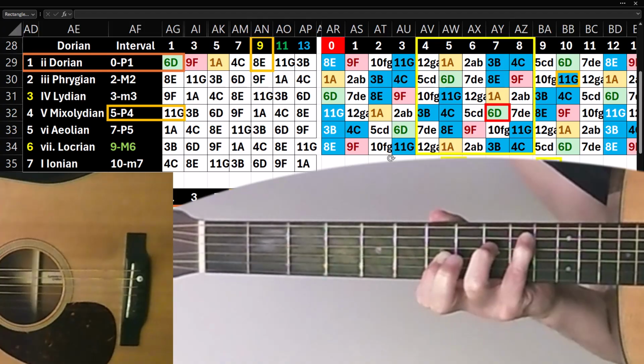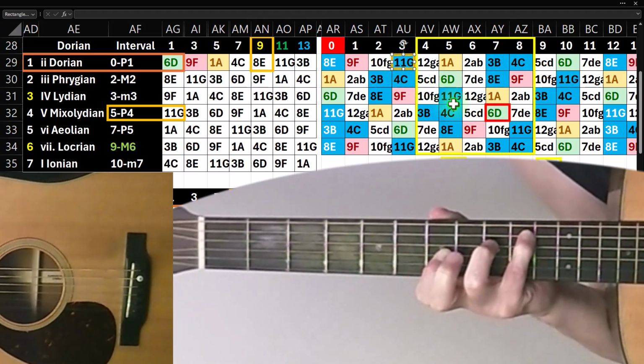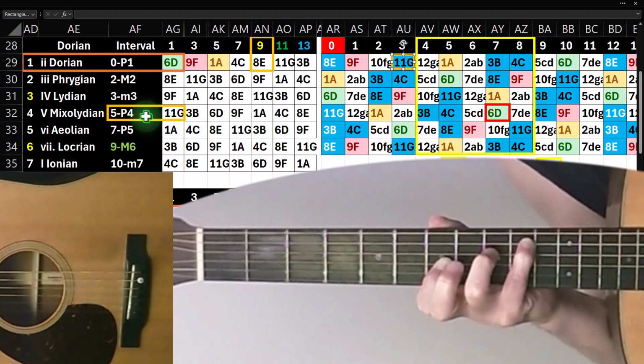All right, let's go up 3 strings, and we're looking for you, G. We're looking for the 5-note away perfect fourth.